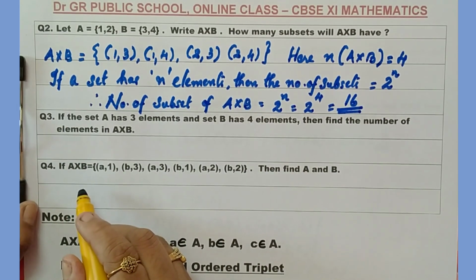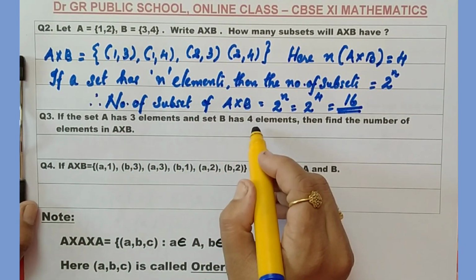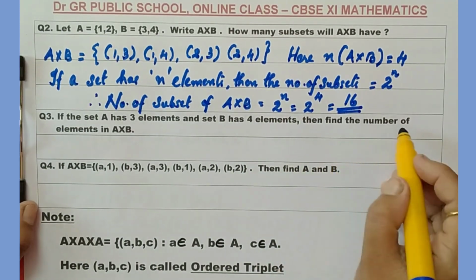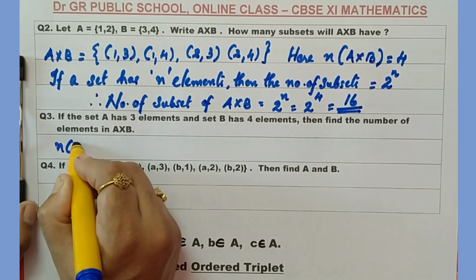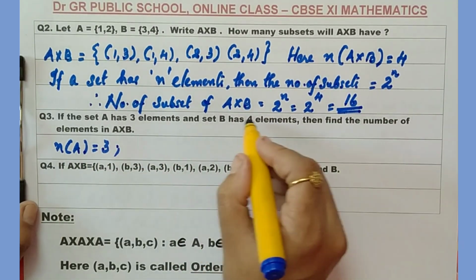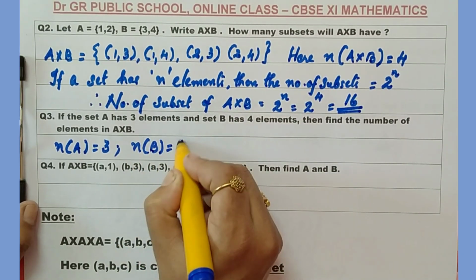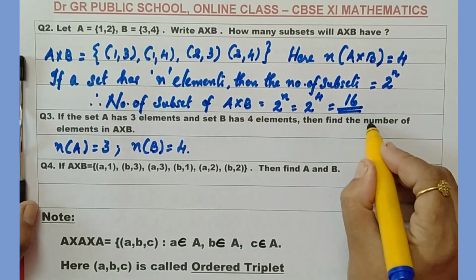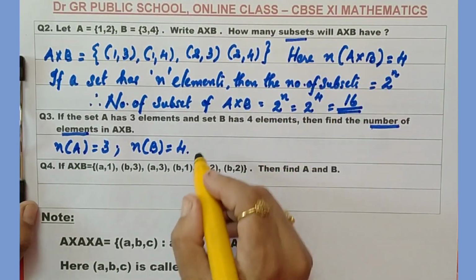Come with question number 3. If a set A has 3 elements and a set B has 4 elements, then find the number of elements in A cross B. If a set A has 3 elements, so n of A equals 3. And a set B has 4 elements. You are asked to find the number of elements. Here, number of subsets. Don't be confused with that.